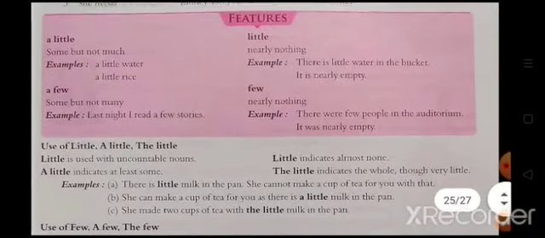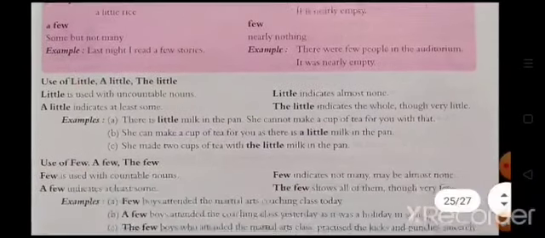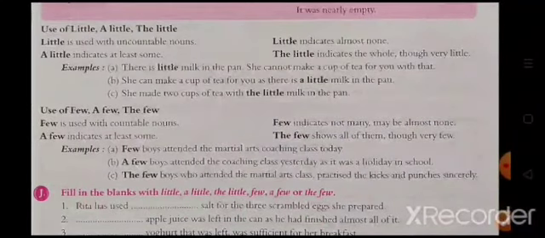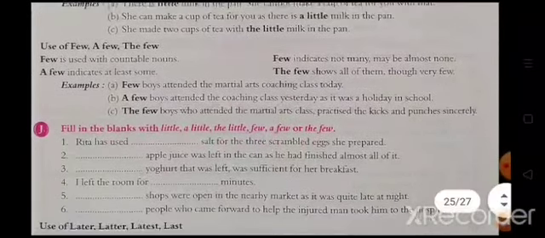Now here some features are given: a little, a few, little, few are examples. So little and few are used. How are we going to use them? Little is used with uncountable nouns. Little indicates almost none. A little indicates at least some. The little indicates the whole, though very little. For example, there is a little milk in the pan. She cannot make a cup of tea for you with that. She can make a cup of tea for you as there is a little milk in the pan.